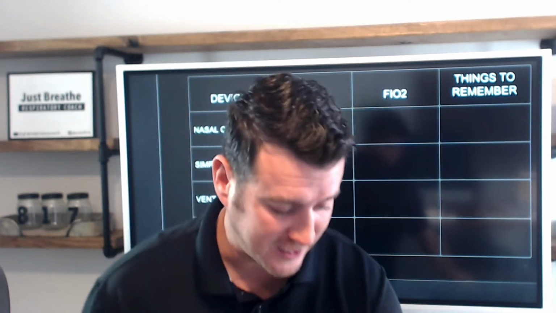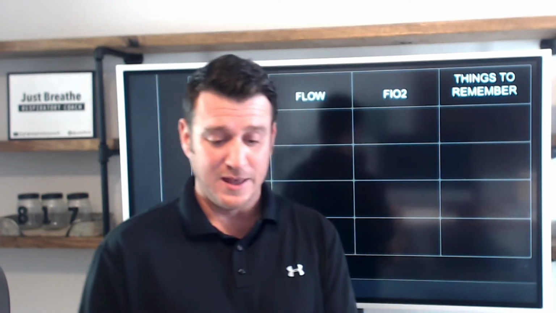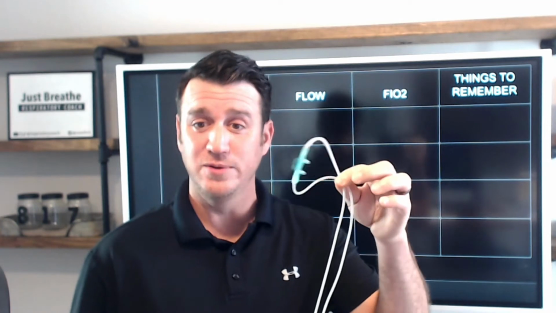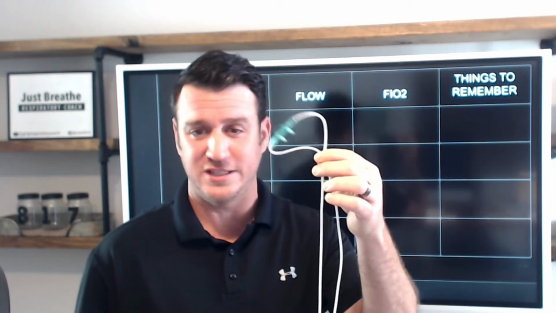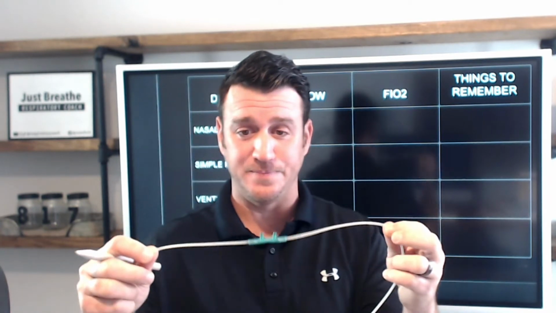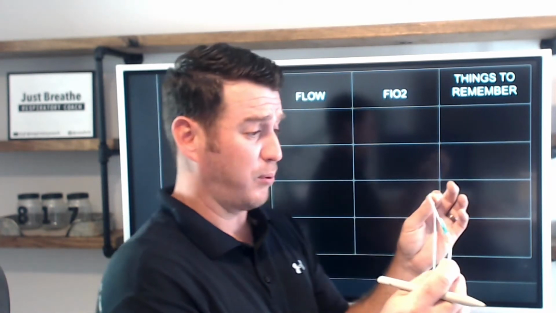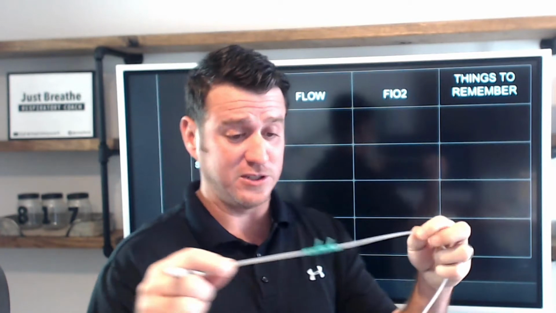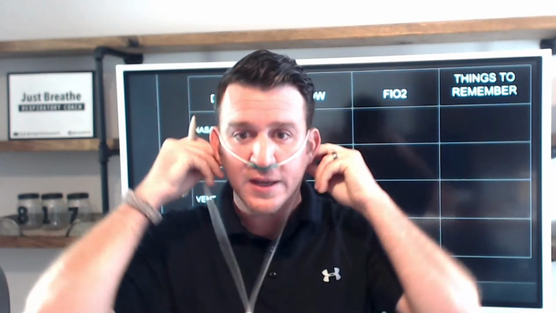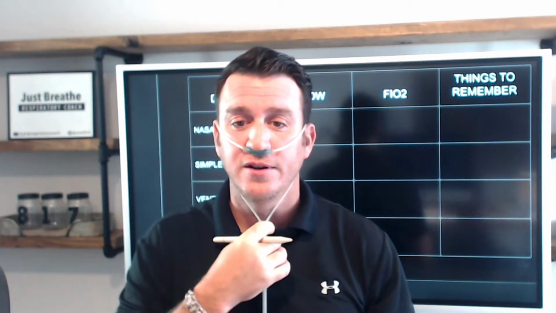Now, the first device we're going to talk about is the good old nasal cannula. Most of y'all have probably seen this, and if you haven't, then when you get into the clinical setting, you're certain to see one of these at some point. The way this is placed on the patient is the prongs of the nasal cannula just fit right inside the nares, and then we go around the ears and underneath the chin.